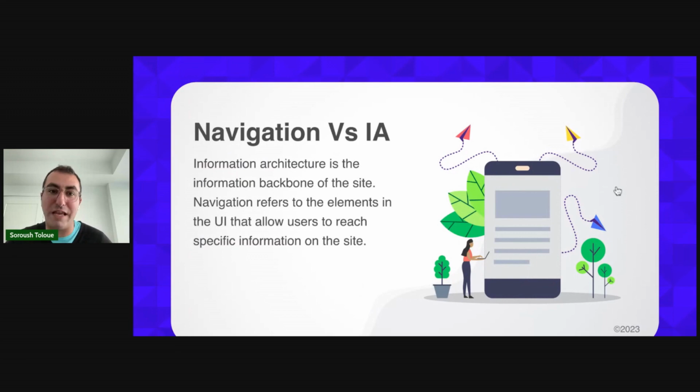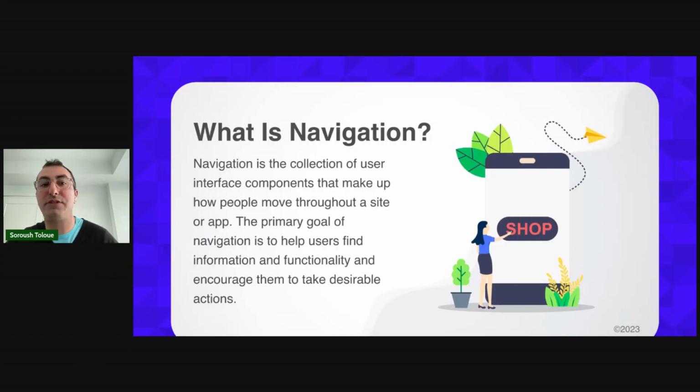Now, many people confuse navigation and information architecture. So I want to make this clear: information architecture is the information backbone of the site, and navigation is the elements within the UI that help you reach specific pieces of information on the website. So again, navigation is a collection of user interface components that help people move throughout the site or a web or an app. And the primary goal of the navigation is to help users find information and functionality and help them take desirable action, in this case, shop, for example.